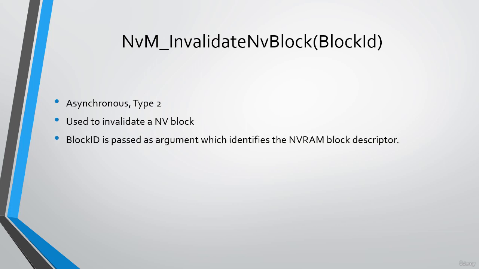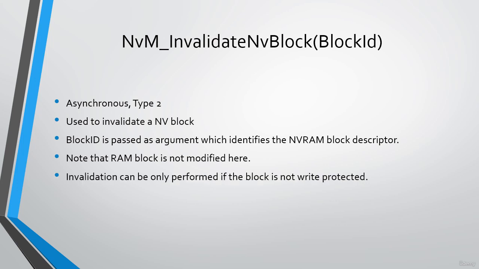The block ID is passed as an argument which identifies the NVRAM block descriptor. Again, the block ID is used for the same purpose: which block we need to perform the invalidation of the RAM block for, that can be done using this invalidate NV block. Now note that the RAM block is not modified here. Again, we are dealing with NV memory, so the RAM block is not modified. Also, this invalidation can only be performed if the block is not write protected. We cannot do this invalidation if the block is write protected.